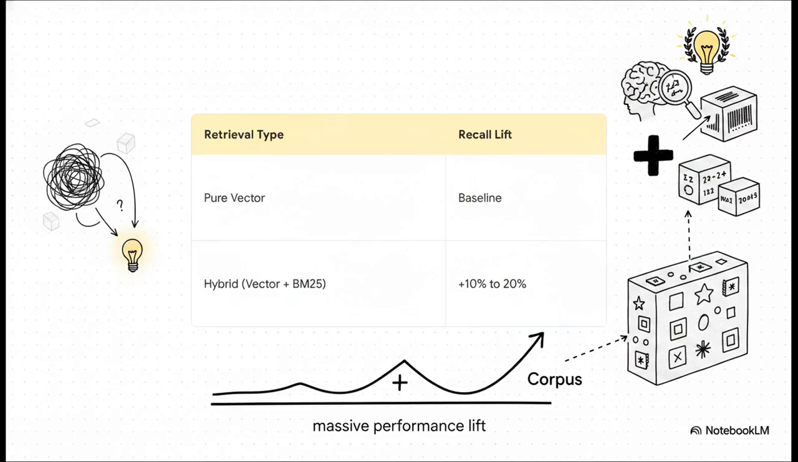When you implement this simple hybrid approach using RRF, you're looking at a 10 to 20% recall lift on entity-heavy queries. If your data has any meaningful entity surface, like product codes, model numbers, or names, and you are just running pure vector search, you are literally leaving a massive performance lift on the floor.